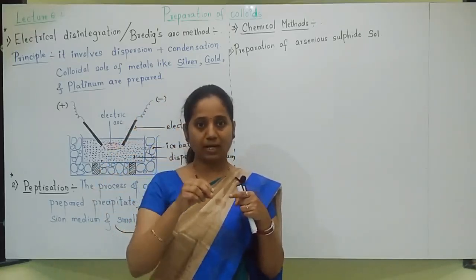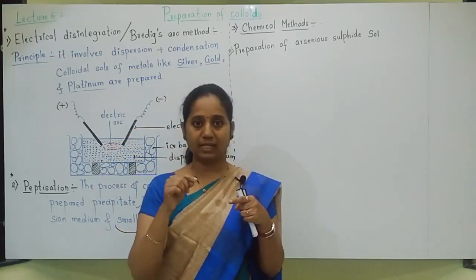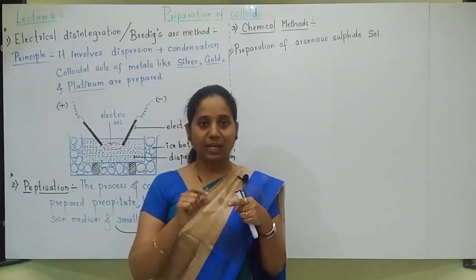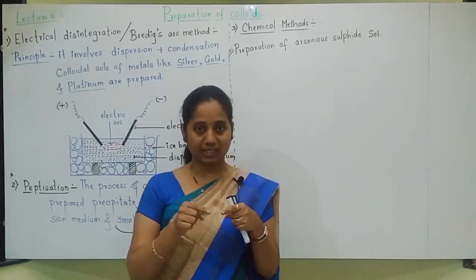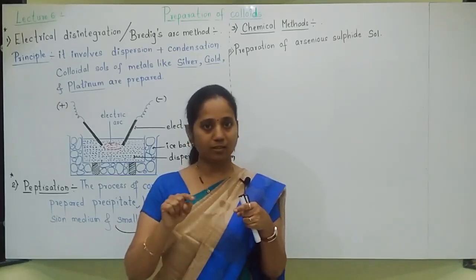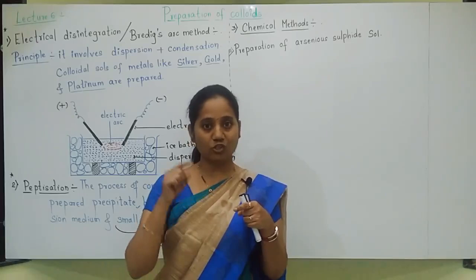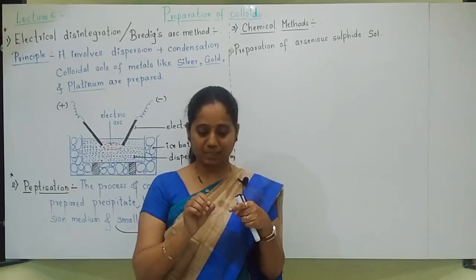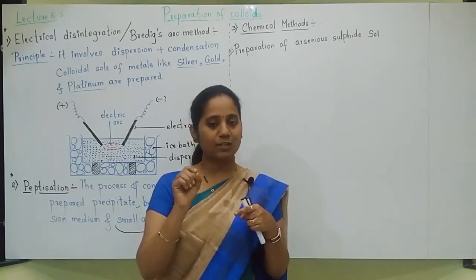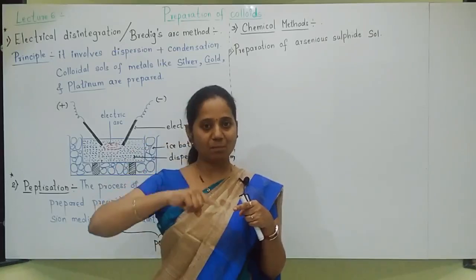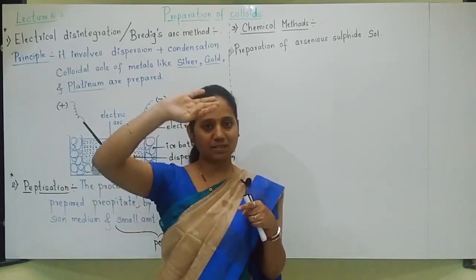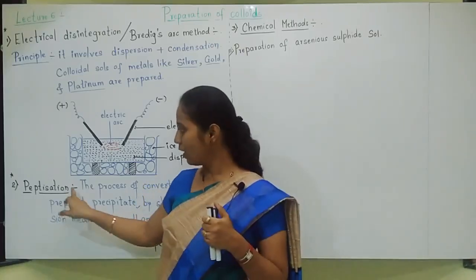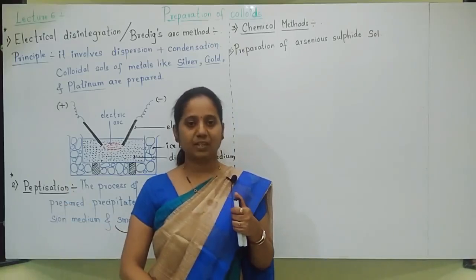Either positive or negative ions will be there. Those ions of the electrolyte get adsorbed on the surface of the precipitate. Okay, that's why the precipitate will get either positive charge or negative charge based on which ion it has adsorbed. Due to this charge, the precipitate starts breaking into smaller particles, and those particles will get dispersed in the colloidal solution. Okay, so this is how peptization takes place.